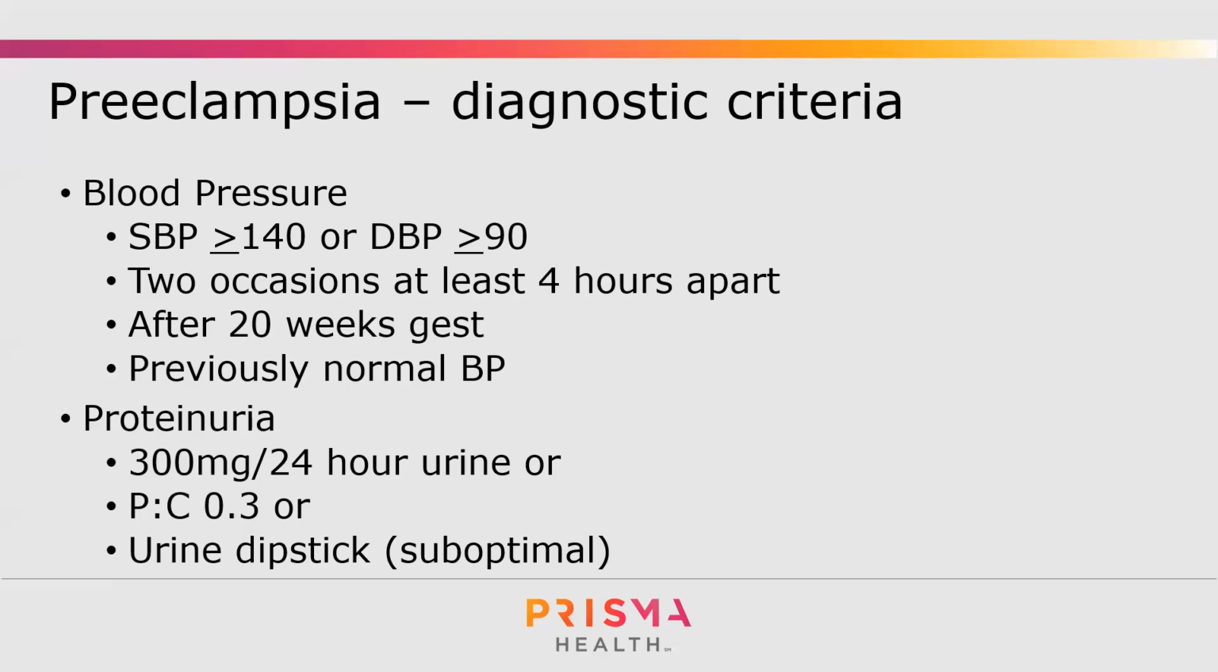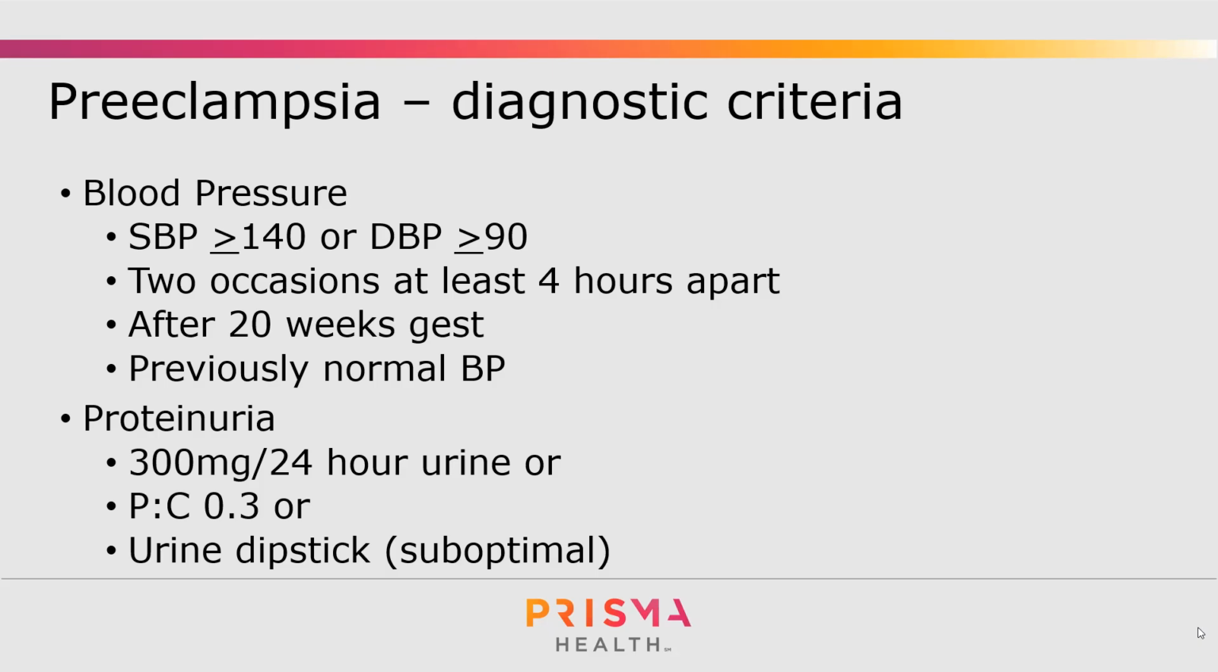Proteinuria is the second part of the diagnostic criteria, and that can be concluded by any number of things. The classic diagnosis is 300 milligrams of protein in a 24-hour urine collection. And they've discovered that you can do a 12-hour collection and multiply times 2. So there's easier ways to do it. The second and probably more common, more recent way to diagnose proteinuria is with a protein to creatinine ratio, which is a urine sample and not a 24-hour collection. So much, much easier to collect.